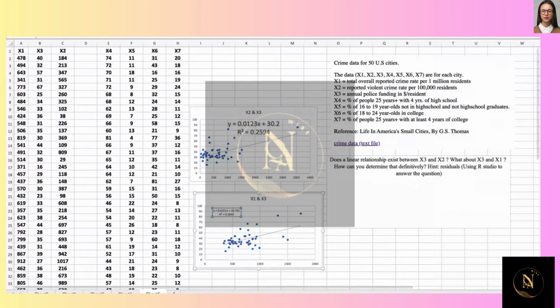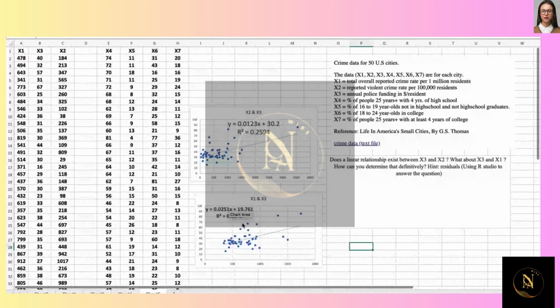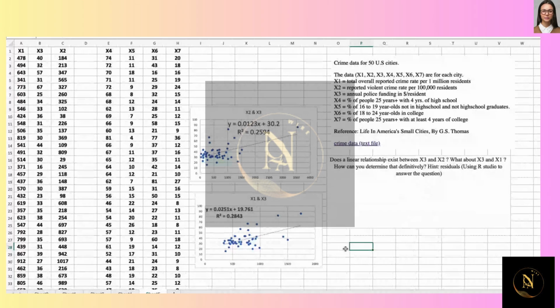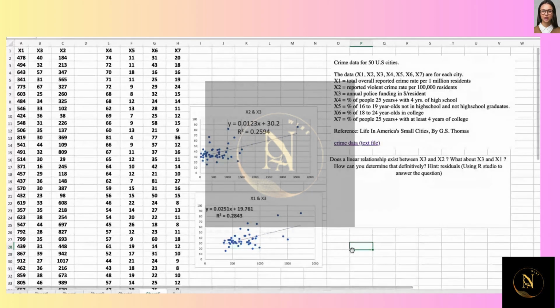I'm going to make this bigger. And I have the R squared data. X1 and X3 are closer to the line, so it is more linear, but I would say X2 and X3 is not so much. So I hope that this video helps.